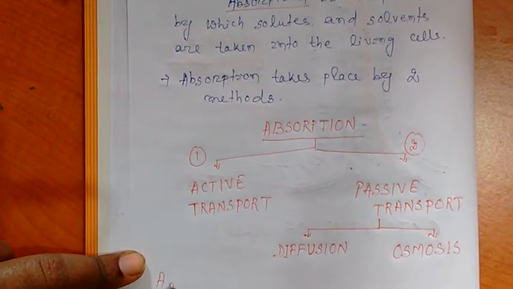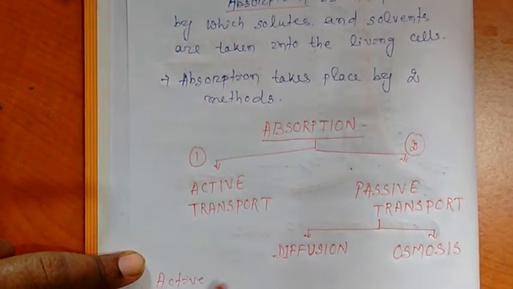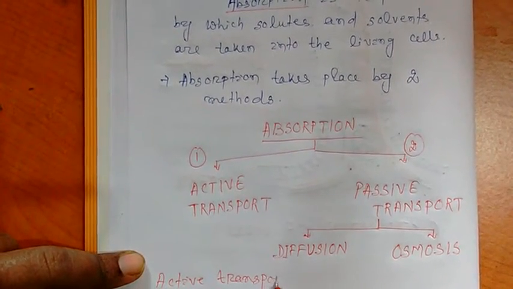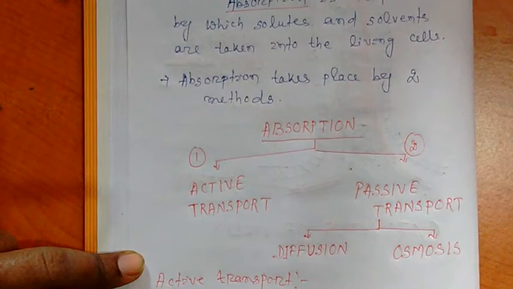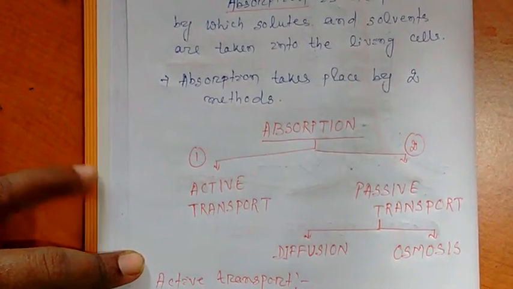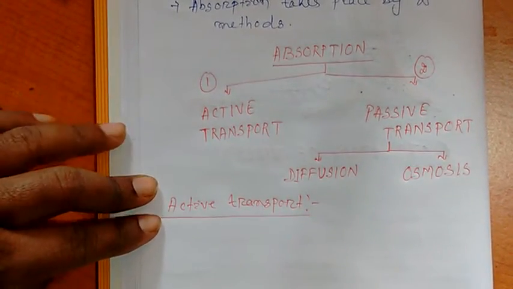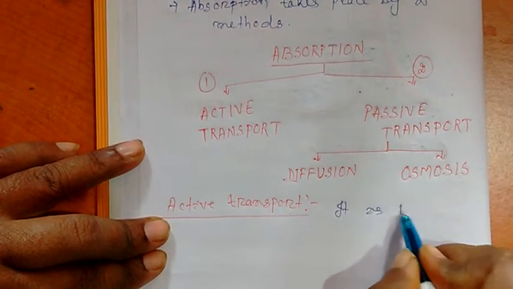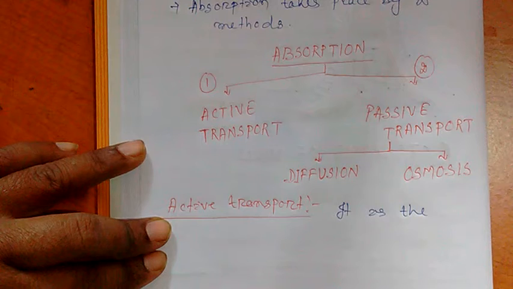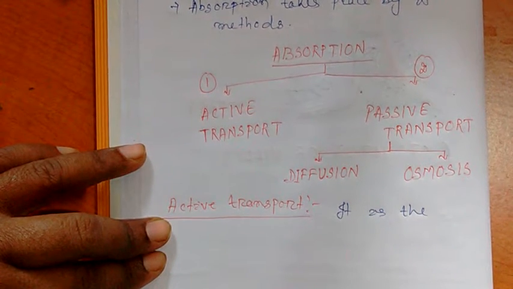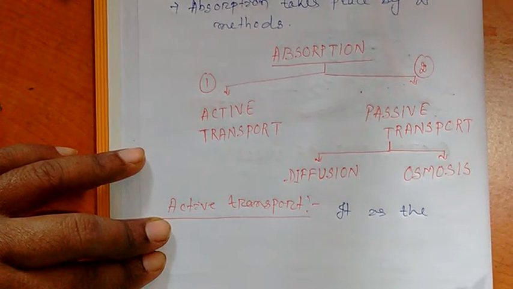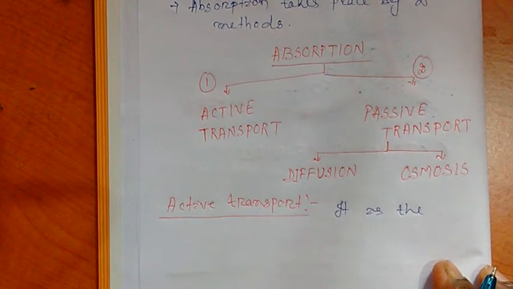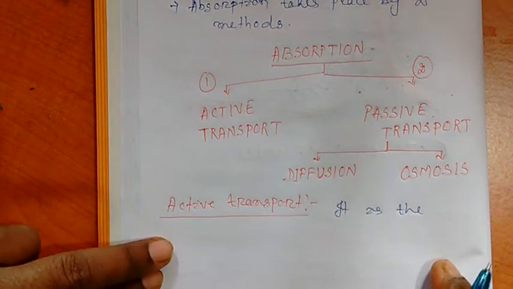Active transport is the transport where a carrier molecule is required. It occurs against the concentration gradient. So energy is needed for this transport.